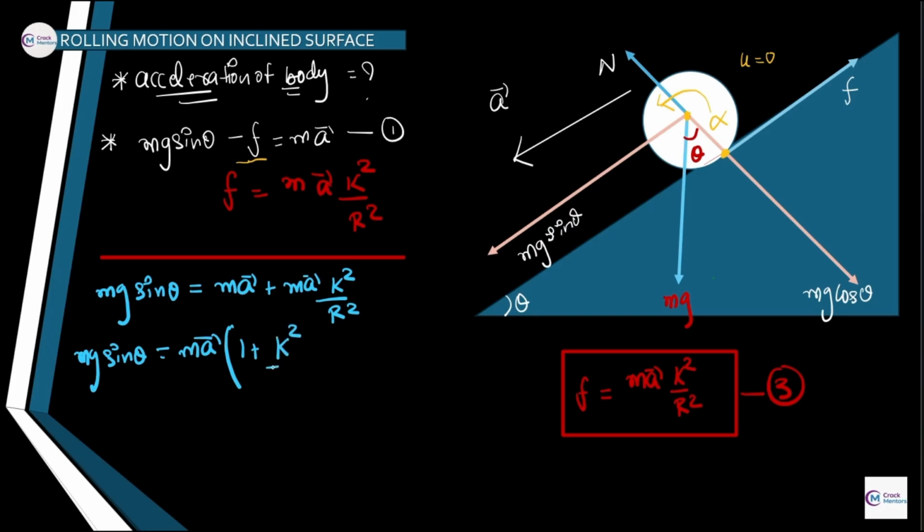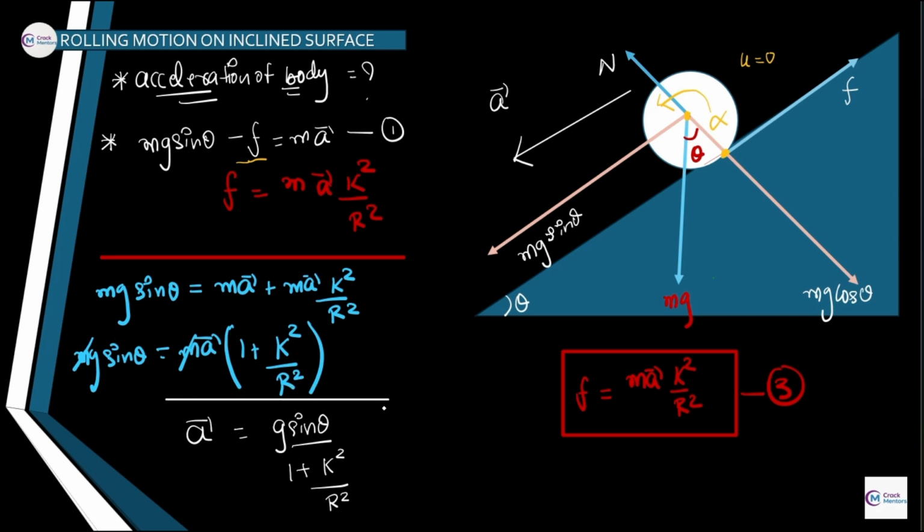What is the acceleration after cancelling? Let me mention it over here with a different color. Acceleration is nothing but g sine theta upon 1 plus k square upon r square. This is the simplest equation that we get right now. I'm assuming that you are getting each and every point very correctly. This is very easy.